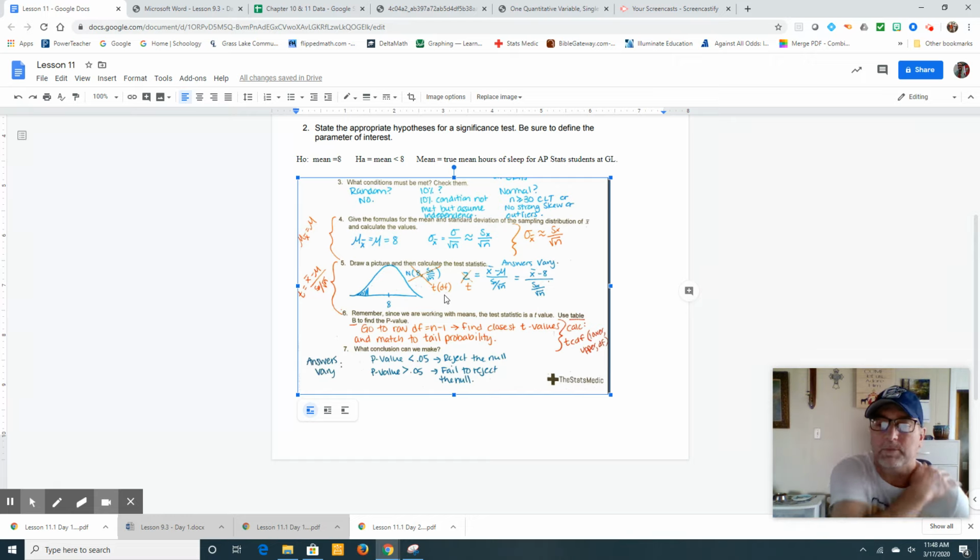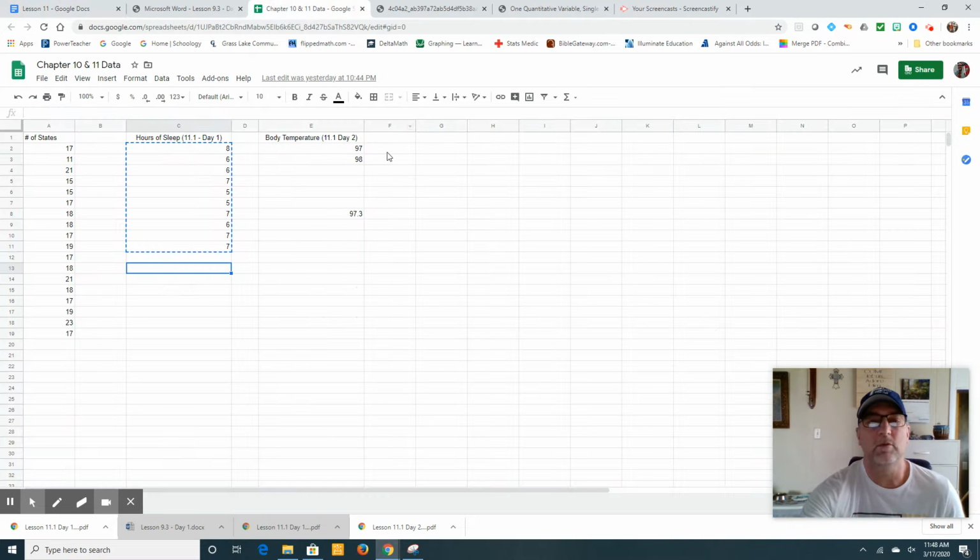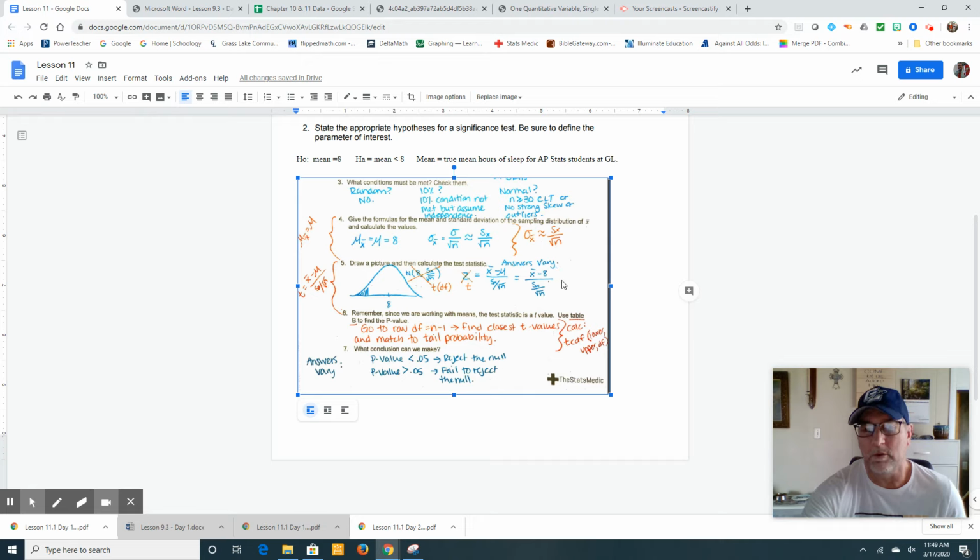I've actually been collecting data for tomorrow's lesson on body temperatures, and don't forget to add yours to that sheet. You can see that we have 3 people who have added theirs, but don't forget to add yours here. I've also had people from all over the world adding data through a Google form that I put out on Facebook to a couple different groups and on Twitter. So you'll be able to see that when I get done with that.